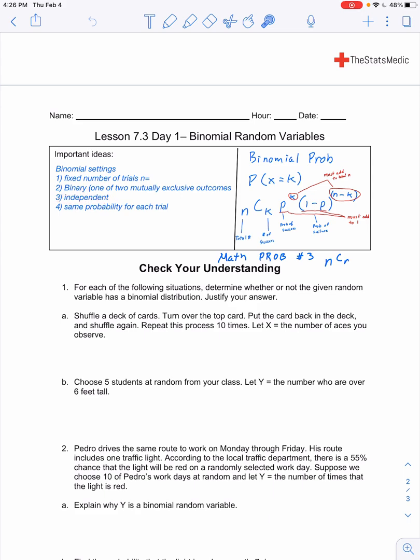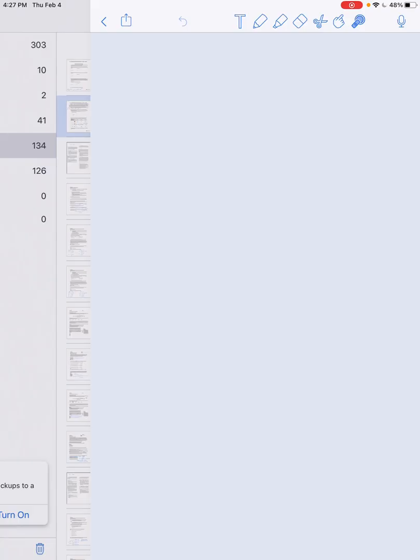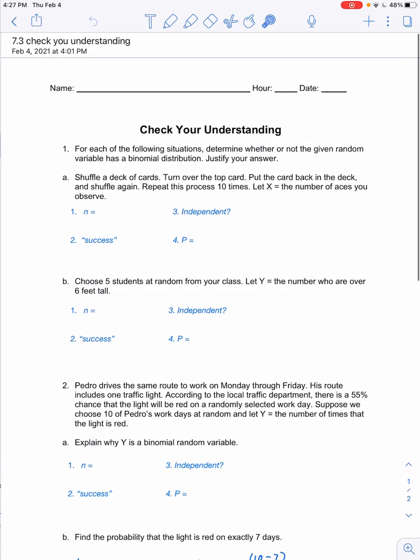Is it working like that? Same probability for each trial. Do we have that? We will label the P, okay? So that's how we're going to take a look at it. Let's jump into it right here. I have it kind of set up for us.